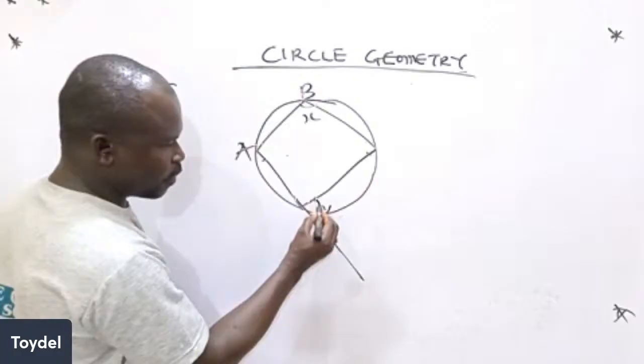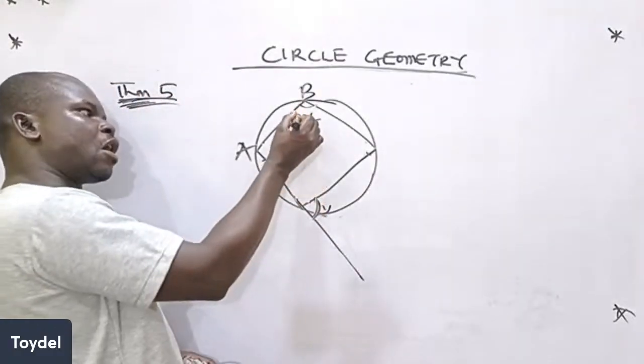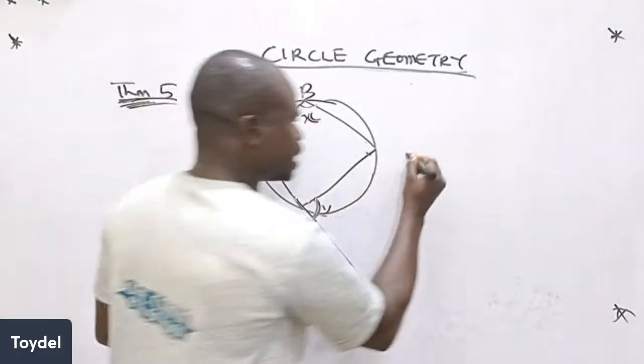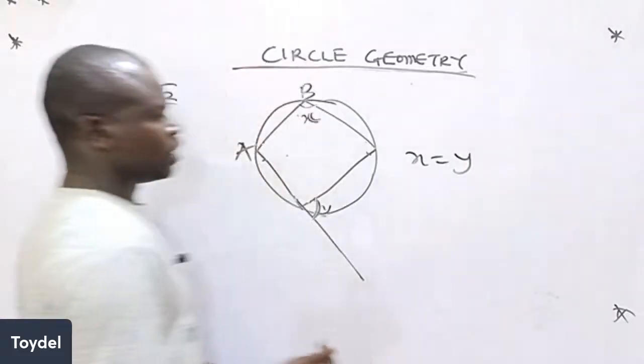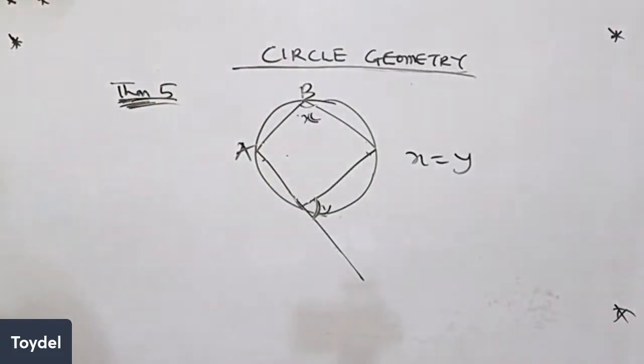The exterior angle formed here is equal to the interior opposite angle. That is, here, S is equal to Y. Just say exterior angle of a cyclic quadrilateral. Okay, that is theorem 6.